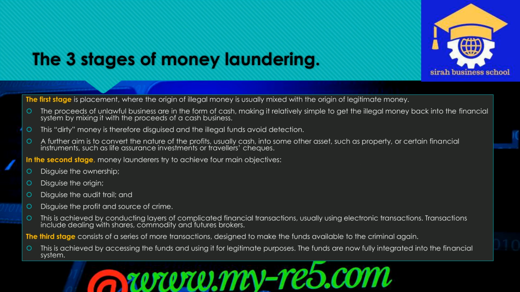In the second stage, money launderers try to achieve four main objectives. Disguise the ownership. Disguise the origin. Disguise the audit trail. And disguise the profit and source of crime. This is achieved by conducting layers of complicated financial transactions, usually using electronic transactions. Transactions include dealing with shares, commodity and futures brokers.